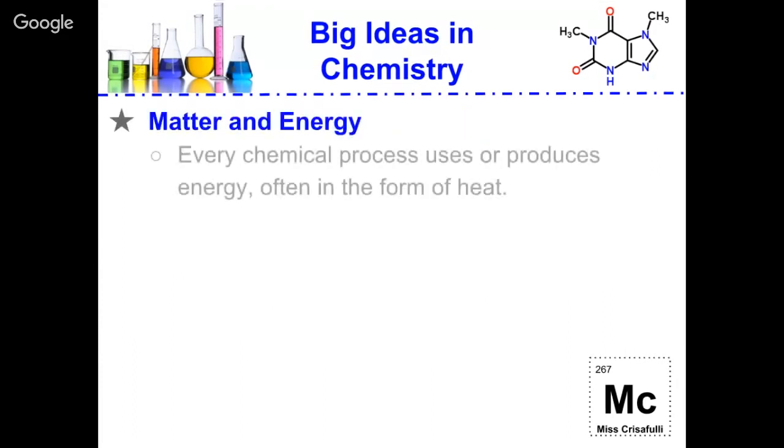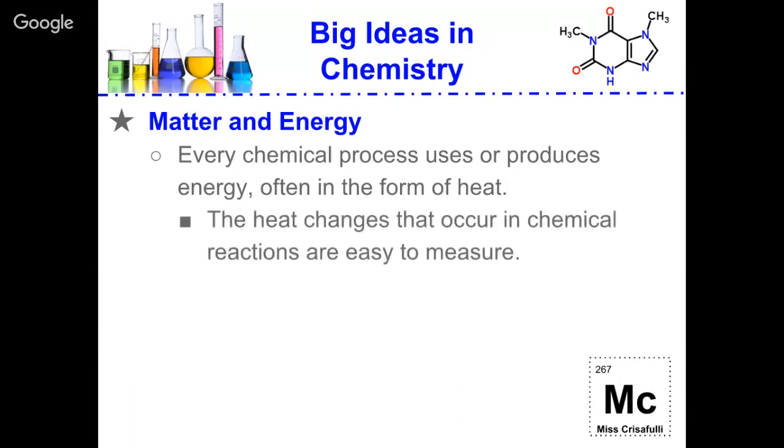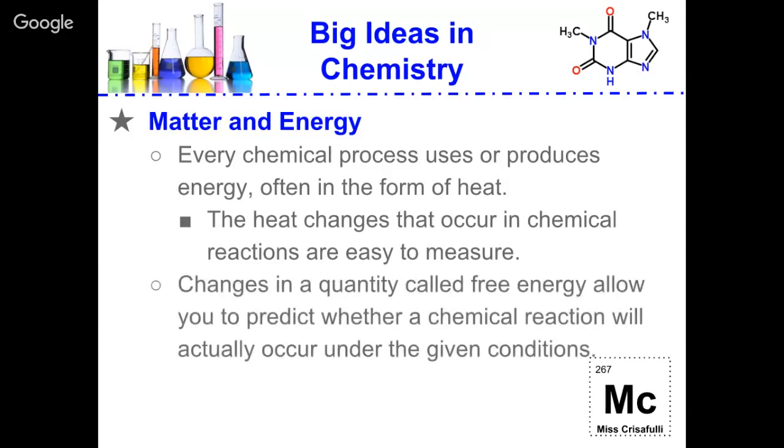Matter and energy. Every chemical process uses or produces energy, often in heat form, and the heat changes that occur in a chemical reaction can be measured. And changes in a quantity called free energy allow you to predict whether a chemical reaction will actually occur under the given conditions.